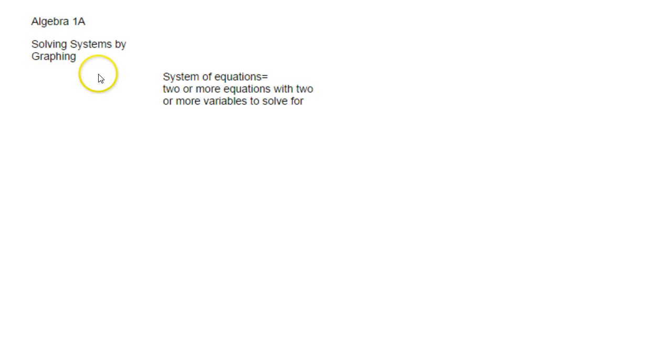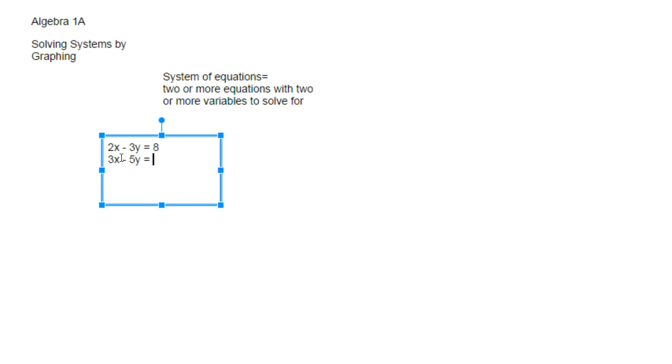Alright, so today we'll be talking about solving systems by graphing. Systems of equations are two or more equations with two or more variables to solve. So basically, let's take a look at an example of one. 2x minus 3y equals 8, and 3x minus 5y equals 10.